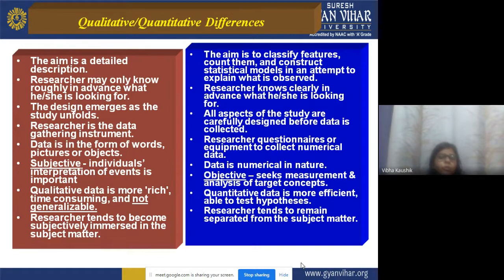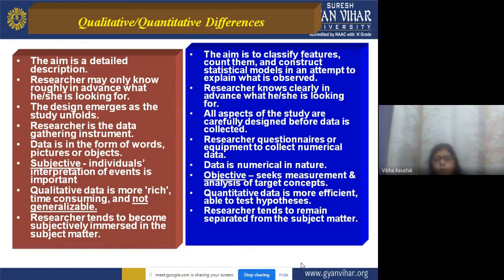Qualitative research is more rich, time consuming, and not generalizable. Time consuming means it needs a lot of time from the researcher. Not generalizable means the results we get from qualitative research cannot be generalized to the whole population. The results can be limited to the sample only from which the researcher has collected the data. Researchers tend to become subjectively impressed in the subject matter.